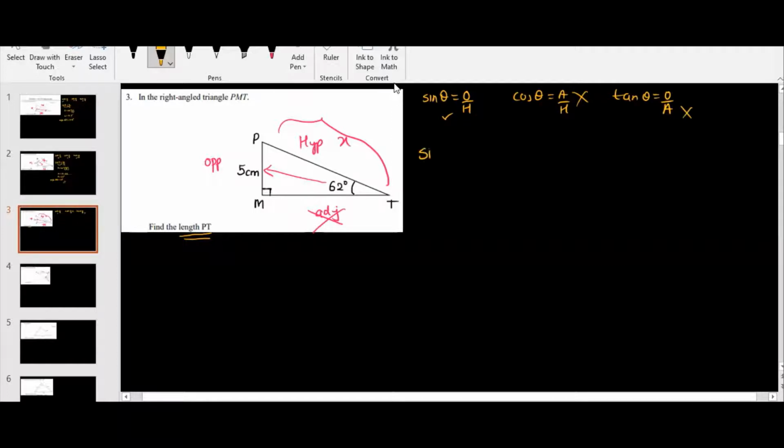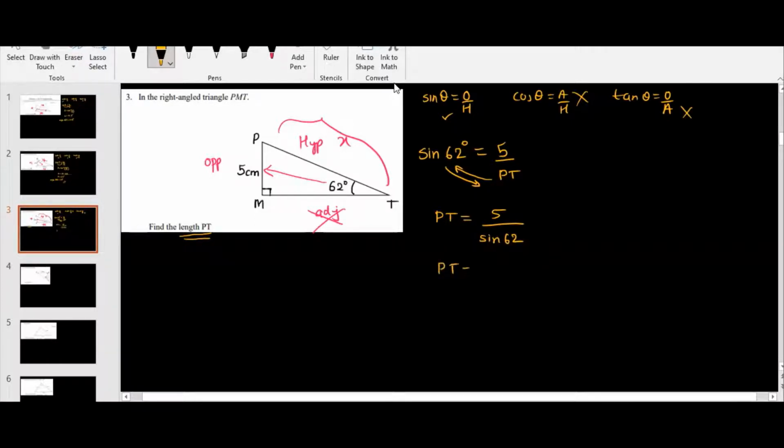Now, sine theta. Theta is an angle, which is already given in this question, that is 62 degrees, equals opposite side, which is 5, over hypotenuse, which we don't know, so I will write it as either X or PT. Now, since we have to find PT, it will go across here. Sine 62 will come in the denominator. It will be PT equals 5 divided by sine 62.